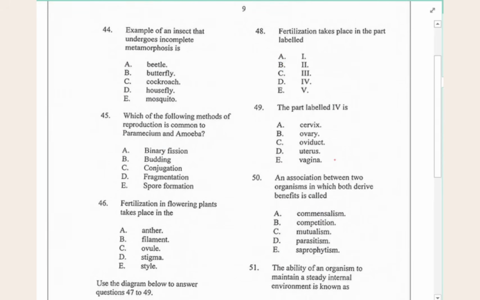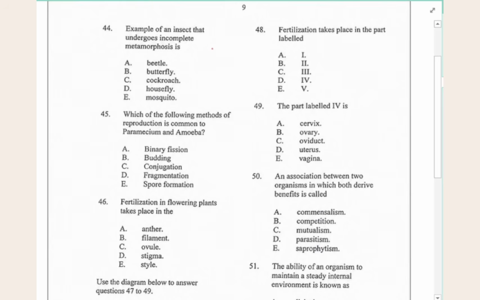The next one here, number 44, it says example of an insect that undergoes incomplete metamorphosis. In incomplete metamorphosis, you have 3 stages actually. You have the egg, the nymph, and the adult. So the best answer here is the word cockroach. Cockroach undergoes incomplete metamorphosis.